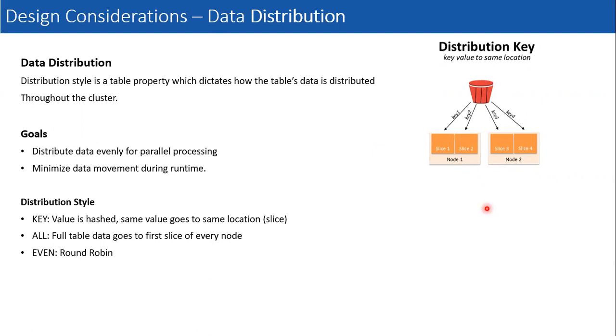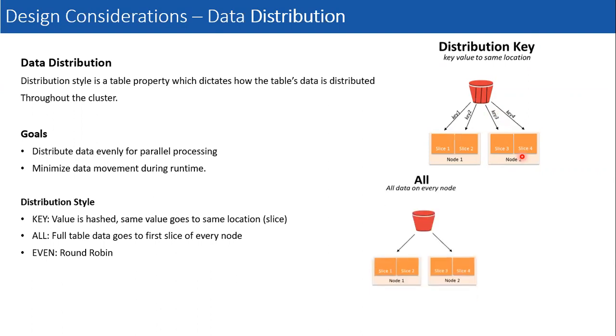So we have node 1, node 2, node 3 and node 4. Nodes are divided into slices and then blocks. Every time I say 10, 10 will fall under this bucket, 20 will fall under this bucket, 30 under this bucket, 40 under this bucket. So 10 5 times will be here, 20 5 times here, 30 5 times here, 40 5 times here, because we have 5 employees in each department. If it lends itself to a uniform distribution, then we can go ahead with the key-based distribution style.